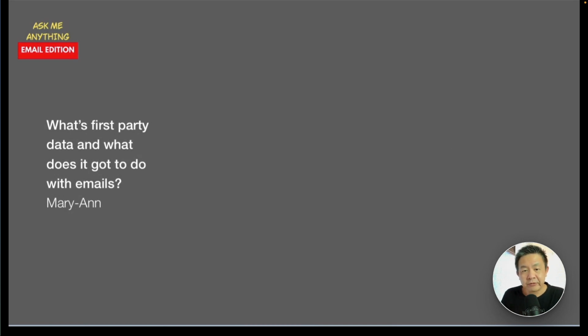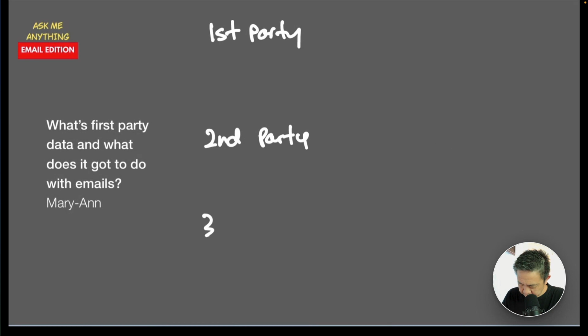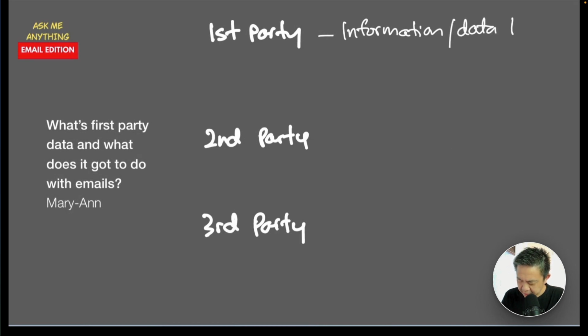There are generally three types of data. You have your first party data, you have your second party data, and then you have your third party data. Okay, so what's the distinction? What's the difference? First party data relates to information or data that you collect directly. It's between you and your customer or your prospects.